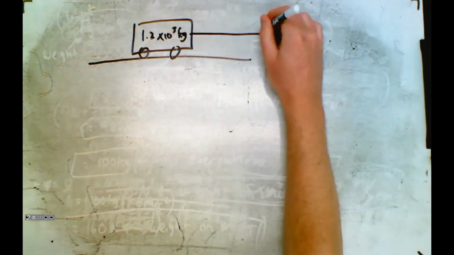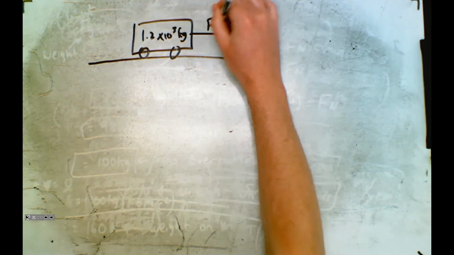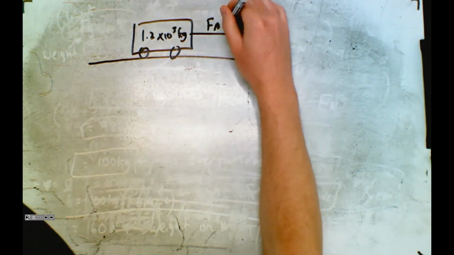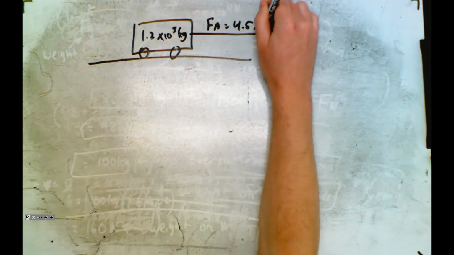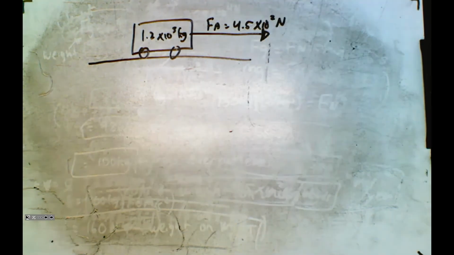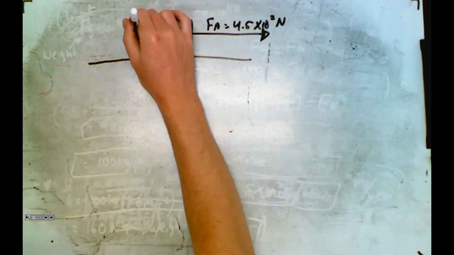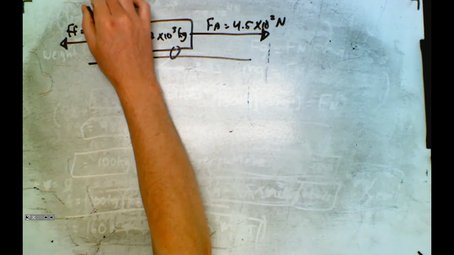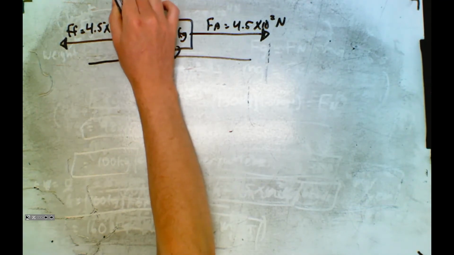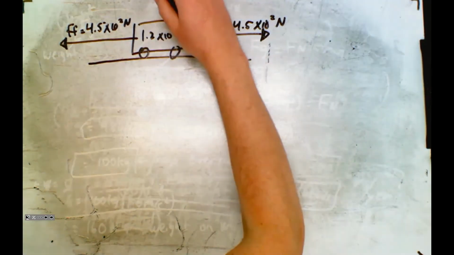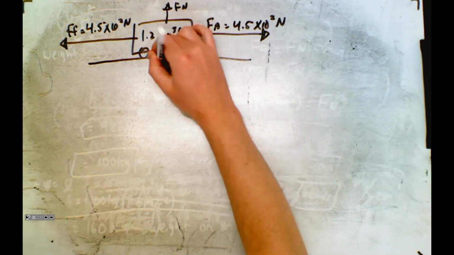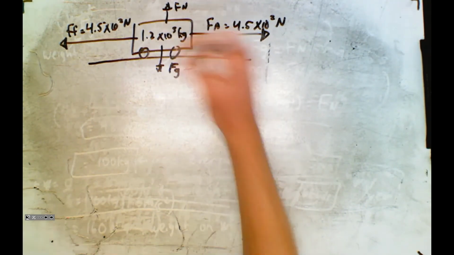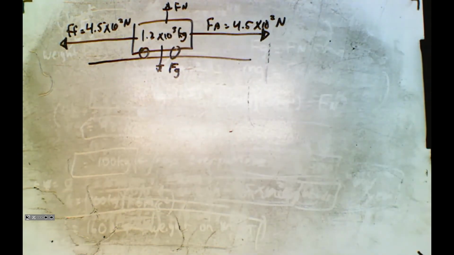It says that there's a force applied to maintain the speed of 4.5 times 10 to the 2 newtons. And it says that it's moving at a constant speed. So if it's moving at a constant speed, there must be some other force, probably force of friction. And that force of friction is going to be the same. There's also going to be a force normal and a force of gravity that are the same because it's going at a constant speed. It's not accelerating in any direction.